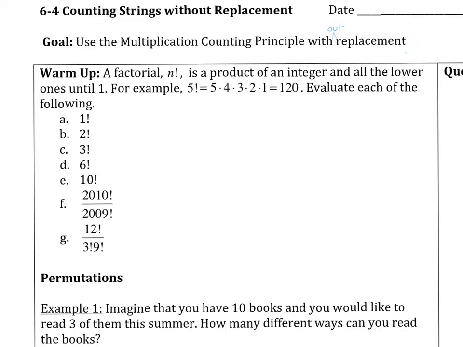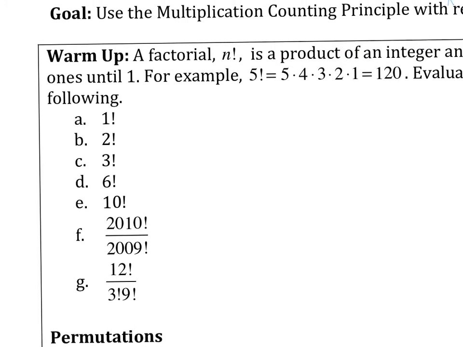All right, this is probably new to most of us, what this exclamation mark means. We say it "factorial." So n factorial is the product of an integer and all the lower ones until you get to 1. For example, 5 factorial is 5 times 4 times 3 times 2 times 1, and it's 120. So evaluate each of these ones here.